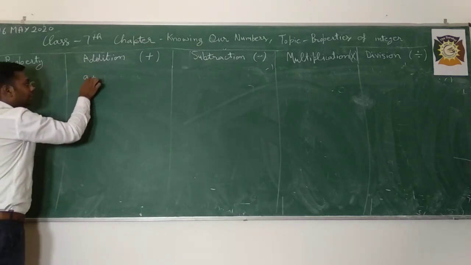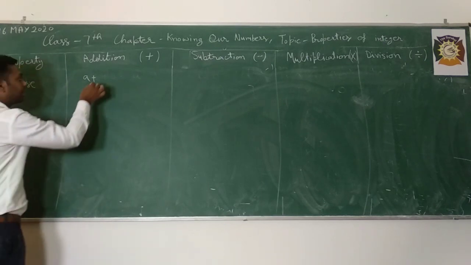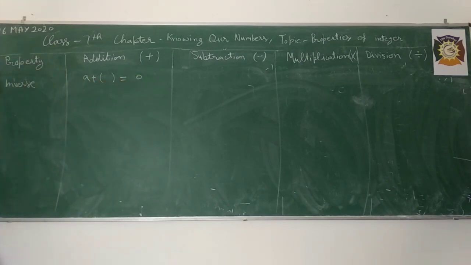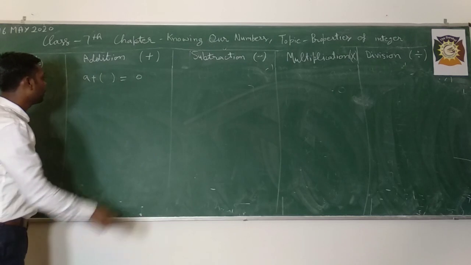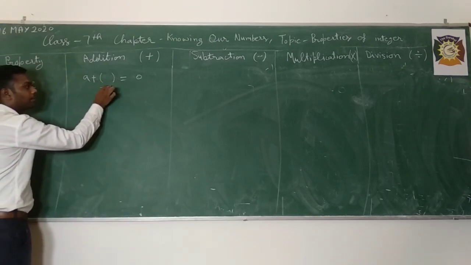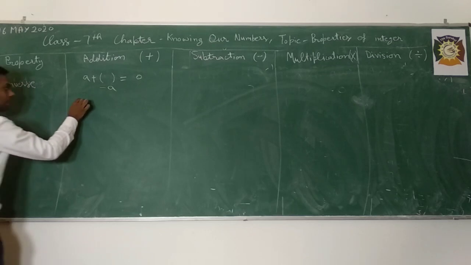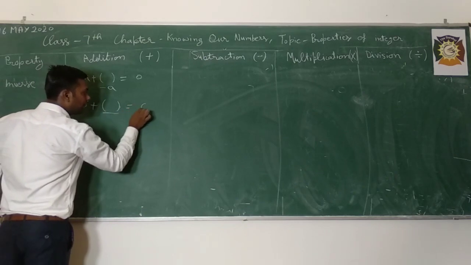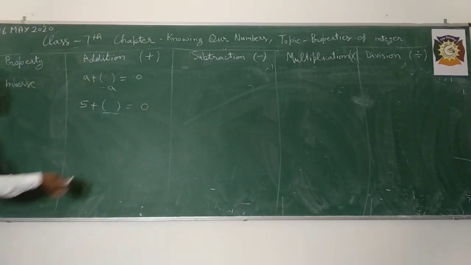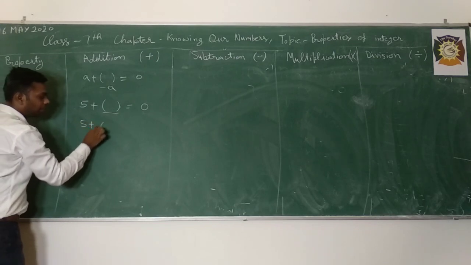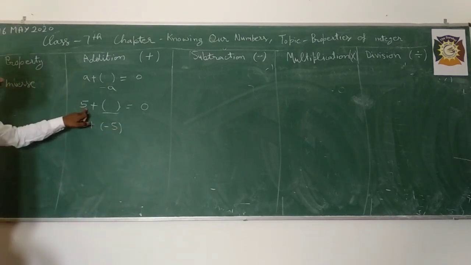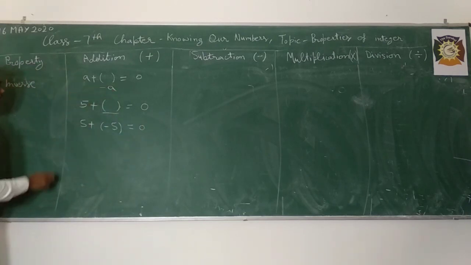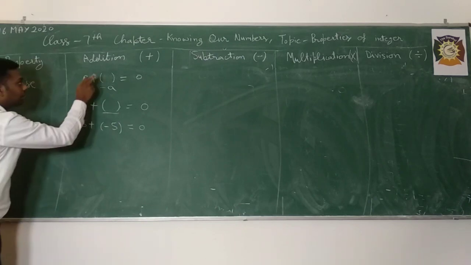If a is an integer, what should we add to the integer to get the additive identity, that is 0? Let's see with an example. Take 5. What do we have to add to get the additive identity 0? We can say that minus 5. 5 is an integer, then 5 plus minus 5 is equal to 0. If a is an integer, minus a is the additive inverse of the integer.